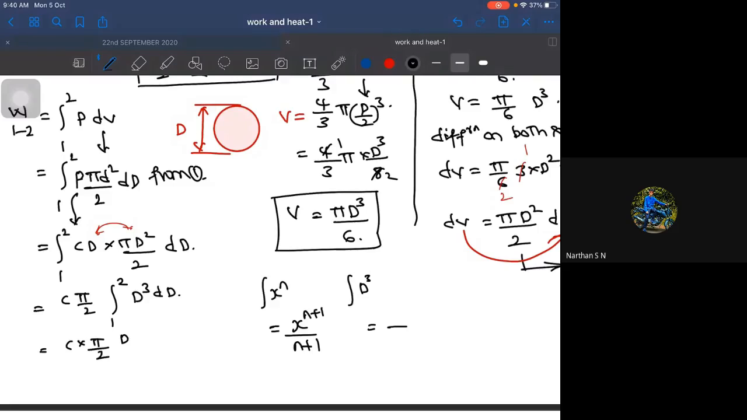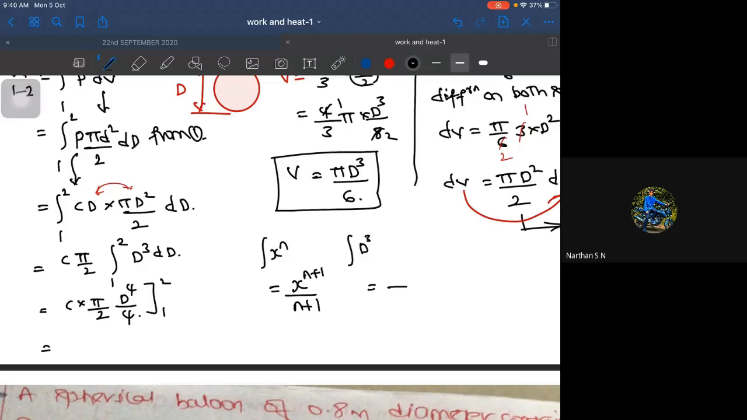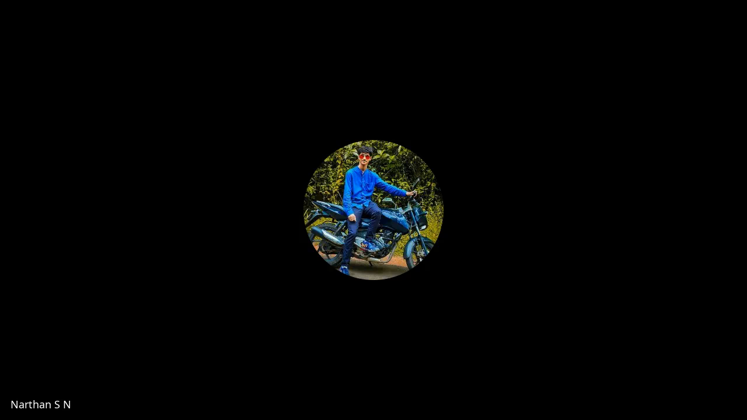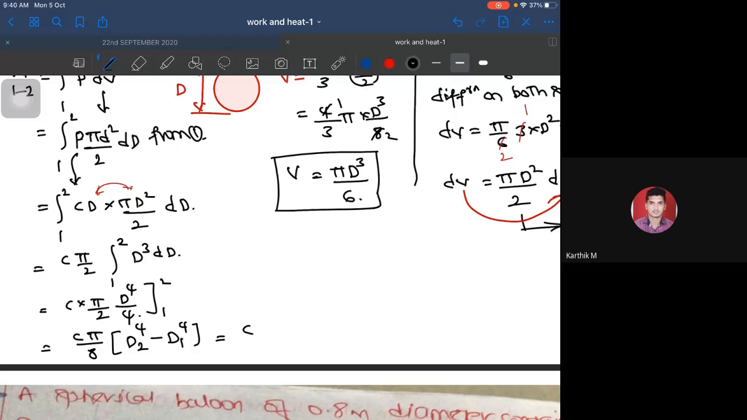So yes, it is d to the power of 4 divided by 4 over the limits 1 to 2. Okay, if I just solve it further, it is C into pi by 8, because 2 into 4 is 8. If I just apply the limits directly, it is d2 to the power of 4 minus d1 to the power of 4.